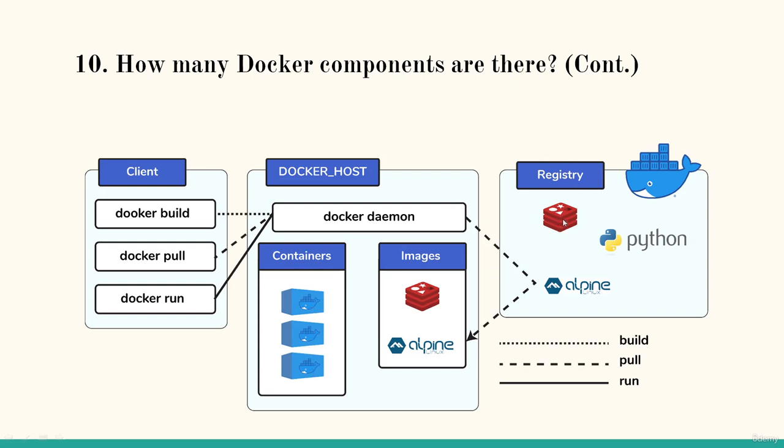The registry here, you can see that this is Python, and we have the Redis image, the Alpine image, etc. And here you can see that the line with the dot is build, and the line with the dashes is the pull. You can see that the Docker daemon here is pulling the Alpine image from the Docker registry. And for run, the client will send the command docker run to the Docker host, which is the Docker daemon.